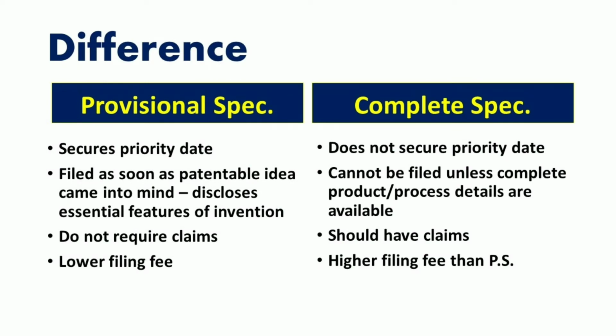Over here, you can see the difference between provisional and complete specification. Provisional specification secures a priority date while complete specification does not. Provisional specification can be filed as soon as a patentable idea came into your mind. But complete specification does require full details, so it will take time. Provisional specification does not include claims, while complete specification does have claims in its structure. Provisional specification has lower filing fees, while complete specification has more fee than the provisional specification.